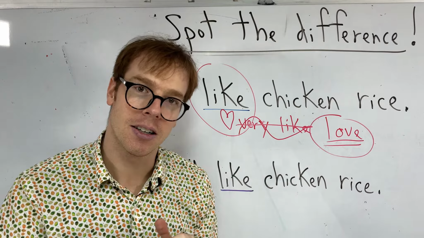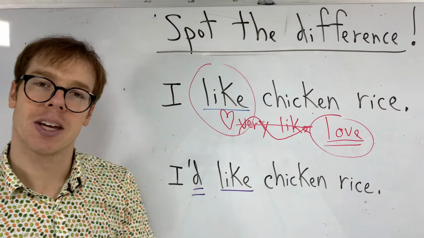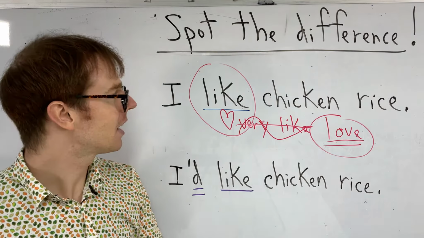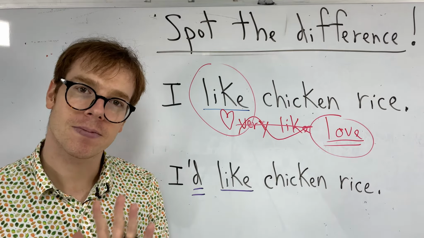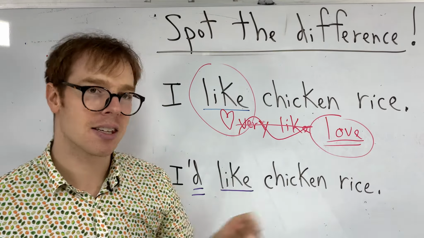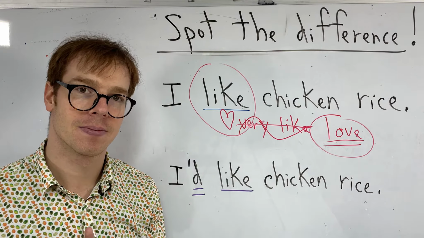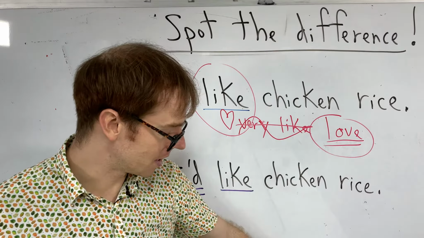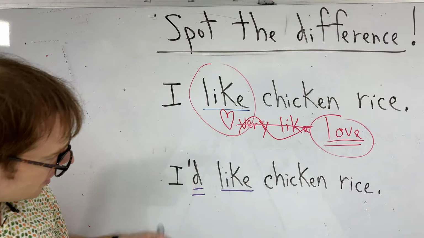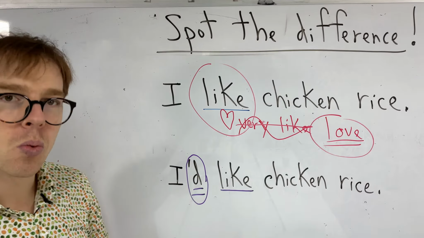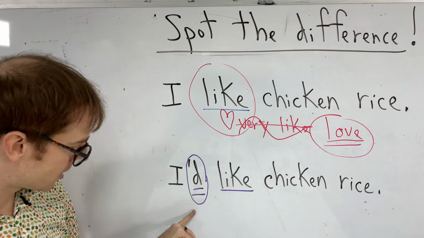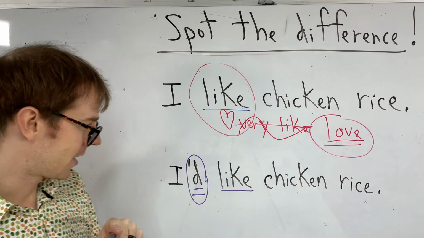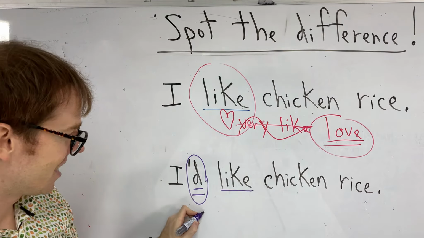And then if I go down here, I add one sound. I'd like chicken rice. When do we say this sentence? Got it? This is when we're ordering chicken rice, because this D is what word? Is it had? I had like? Nope. It is would.